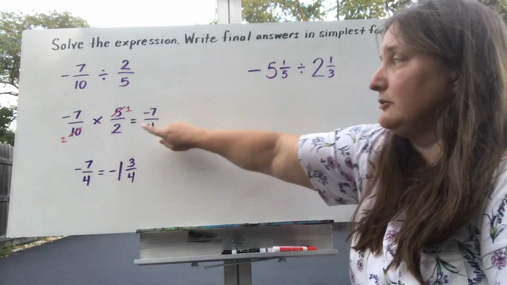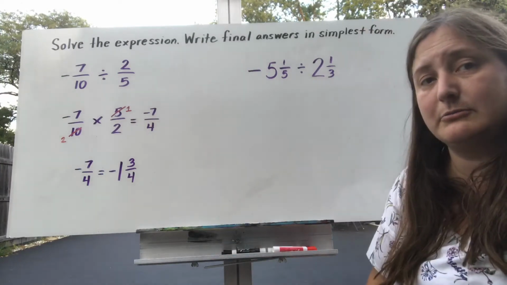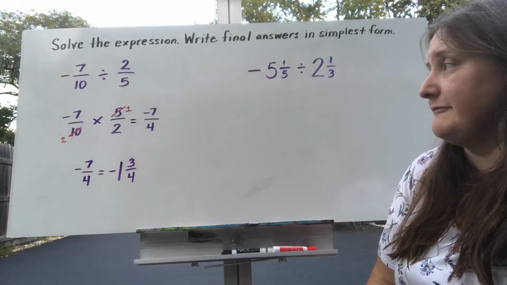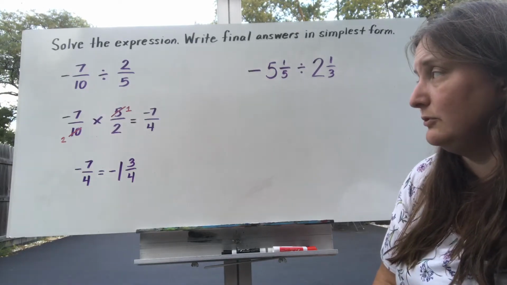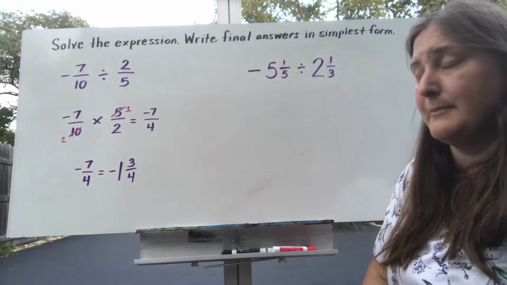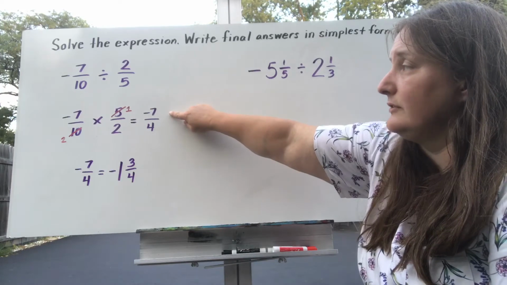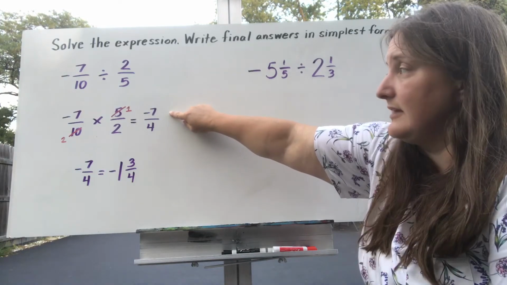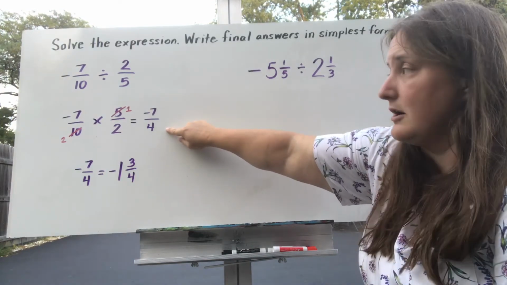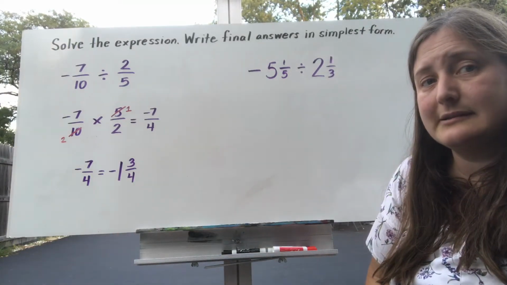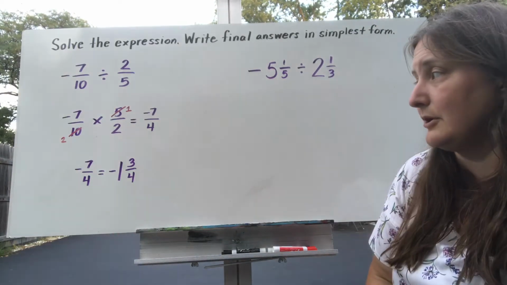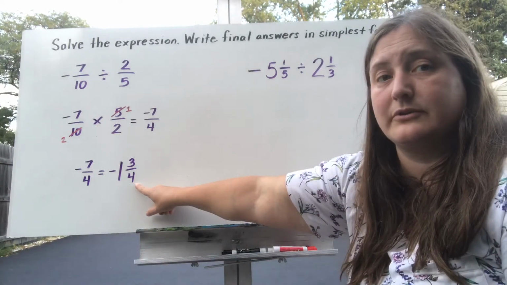Now that I've got it as a multiplication problem, I can do some cross-reducing. I saw that 5 and 10 were both divisible by 5, so I reduced them to 1 and 2. Made my problem a little easier. I multiplied across on top, and I got negative 7 times 1 is negative 7, and 2 times 2 is 4. So negative 7/4 is my final answer. That one is not in simplest form. I can change it to a mixed number, and it becomes negative 1 3/4.